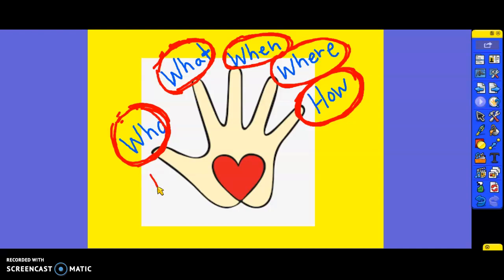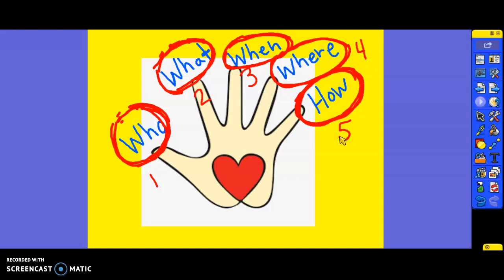We need to make sure that we are telling our readers who the story is about, the characters, what happened in our story. When. When did our story take place? Morning, afternoon, nighttime? Maybe when as in the season. Was it winter, spring, summer, or fall? Where? Where did your story take place? Was it at school? Was it on a farm? At the movies? And how?